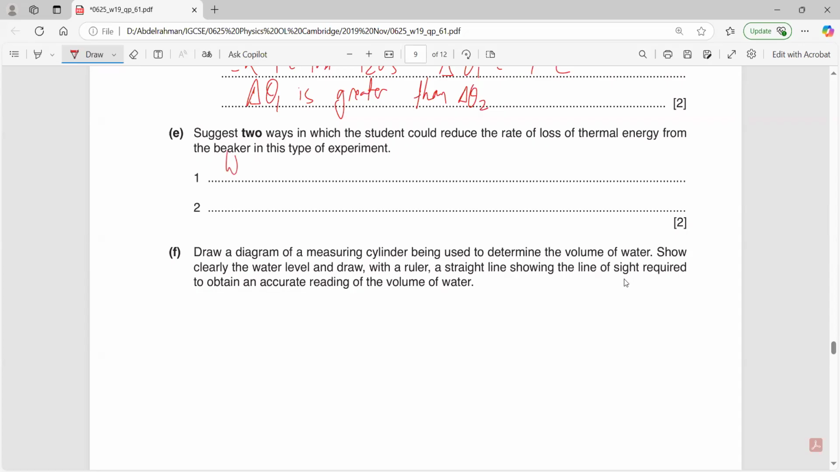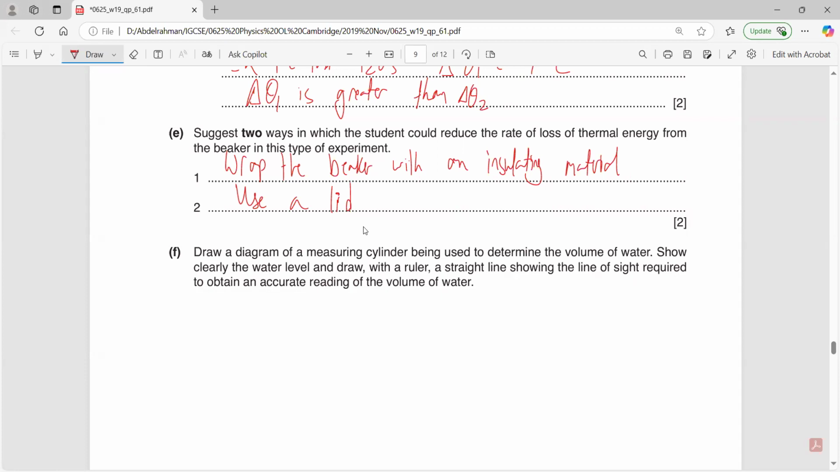So wrap the beaker with an insulating material. What else can I do? Can I cover the beaker with a lid? Yes, exactly. I can use a lid. Definitely, the lid would affect the rate of cooling. It would decrease the rate of cooling so much.